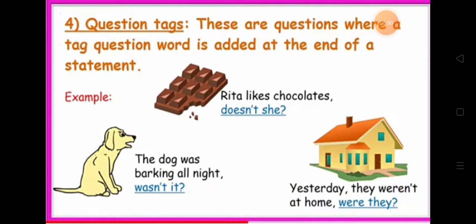If the statement is negative, the question tag will be positive. If the statement is positive, the question tag will be negative. The first two sentences are like that. Rita likes chocolate, doesn't she? It's a question tag. The dog was barking all night, wasn't it? So its question tag is negative.